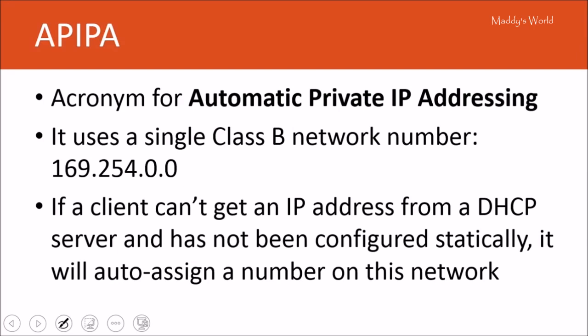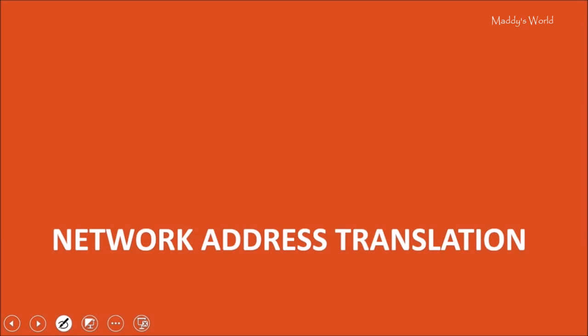This is useful because if your computer can't access the internet, or there's something wrong and you can't automatically obtain an IP address, then you're going to self-assign an APIPA address, and that'll allow you to communicate with all the other devices that are on your local network. All right, network address translation.